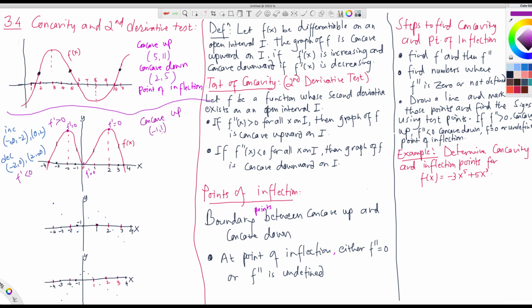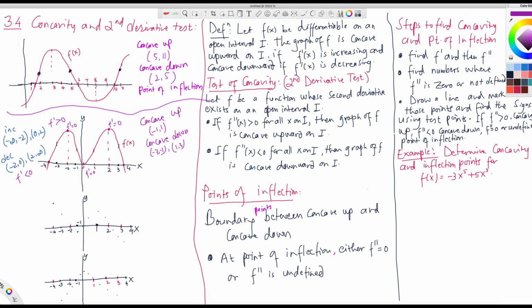-1 through 1 is concave up, and concave down is -3 to -1. This piece is concave down, right? And another piece that is concave down is 1 through 3. Now, let me tell you about something here.